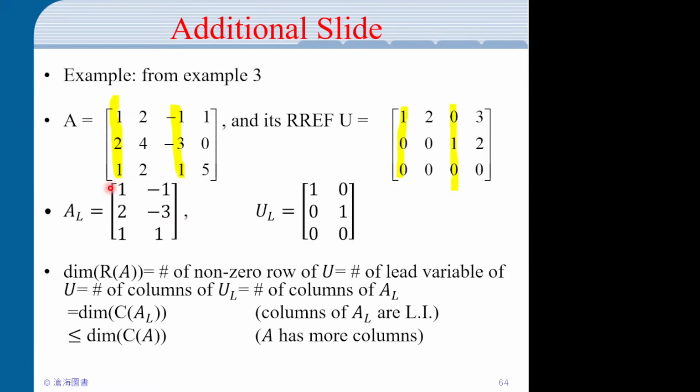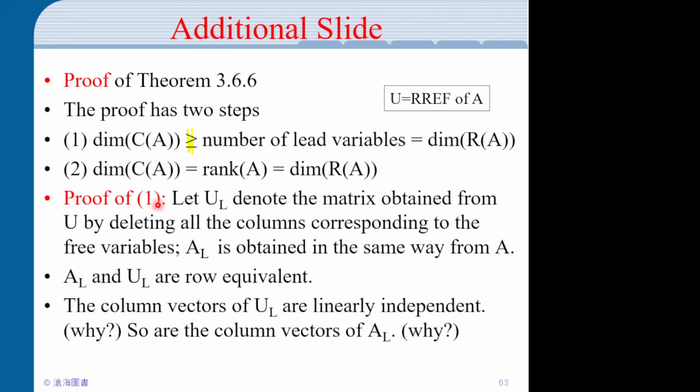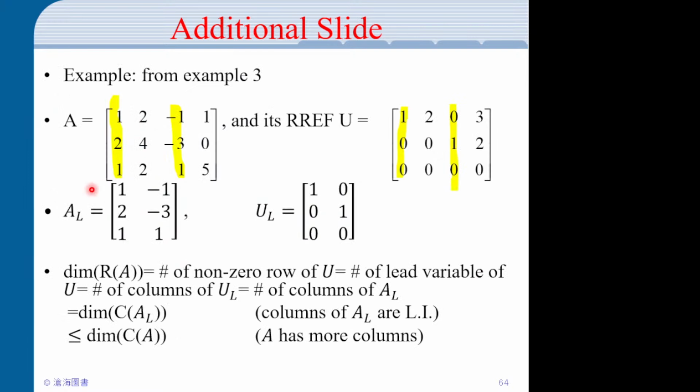Then we define this funny AL. You look at which columns you pick out from U to get UL, and you pick the same columns in A. Here I pick the first column and the third column, so I also pick the first column and the third column in A, and form a matrix AL. So the first step is we define UL and AL: you do Gaussian elimination, pick out columns in U to get UL, and pick out the same columns in A to get AL.